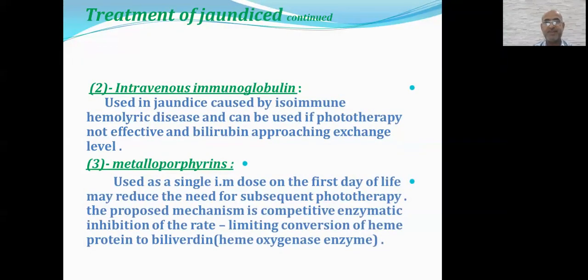Another option for treatment of jaundice is intravenous immunoglobulin, used in immune-type hemolysis, like in Rh or ABO incompatibility. Of course, it is started with a low level of bilirubin and is not effective at a high level. So it can be used in immune-type hemolytic jaundice.